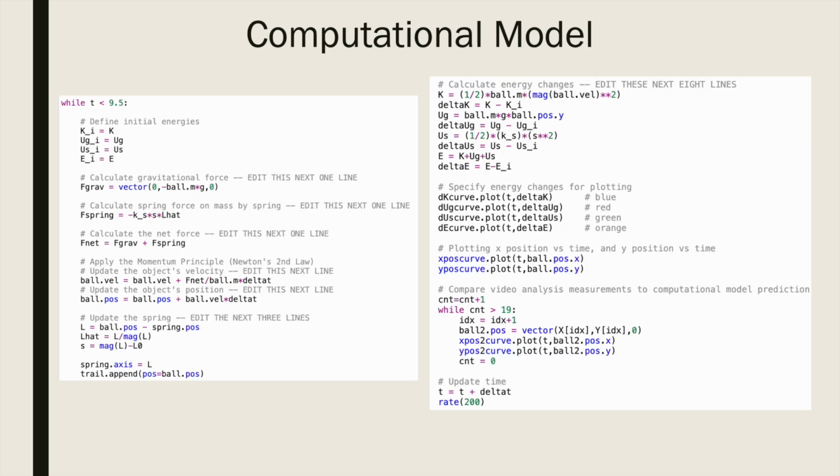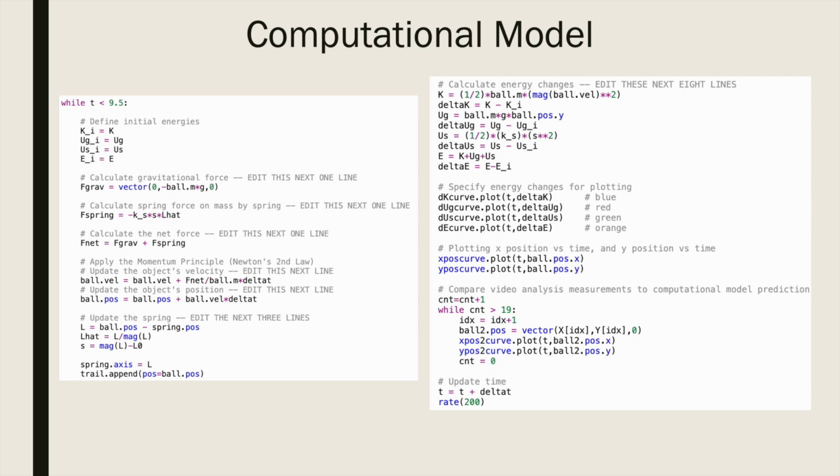The gravitational force is the force due to gravity, or negative mg, in the y direction. The spring force is calculated with the spring constant, displacement relative to relaxed length, and the unit vector L hat. The net force is the sum of the gravitational force and the spring force. To apply Newton's second law, I modified the code for the object's velocity and position to create the predicted position plots that can be compared to the observed model. The spring was updated using the previous equations to find the vector L.